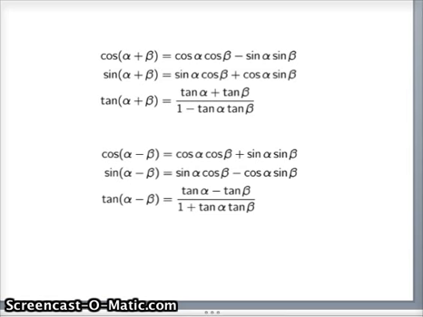So here are the identities we're looking at: cosine of alpha plus beta, sine of alpha plus beta, tangent of alpha plus beta, as well as cosine of alpha minus beta, sine of alpha minus beta, tangent of alpha minus beta. The ones you should memorize, frankly, are probably the first two. And then all you've got to do is replace beta with negative beta, and you can develop those two. Tangent, not quite as important, but we'll provide those for you.